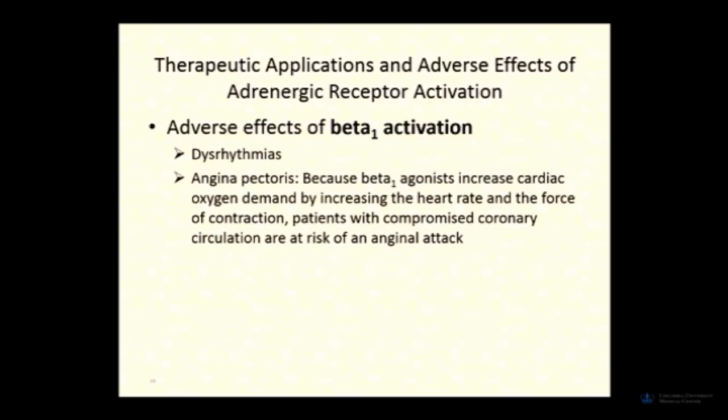Adverse effects of using a beta-1 agonist: dysrhythmias. Because beta-1 drugs target the heart and stimulate conduction of the heart cells, it can also cause dysrhythmias. It can also cause angina pectoralis, which is chest pain. Because it increases cardiac performance, it will increase, again, like I said earlier, cardiac workload and oxygen demands.